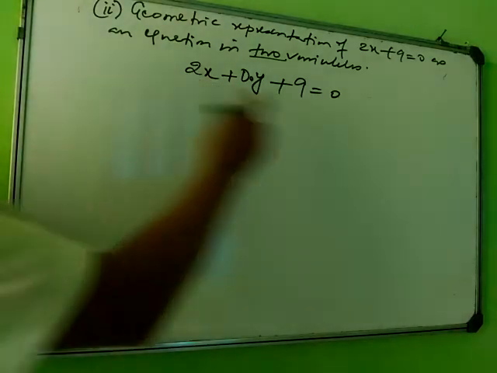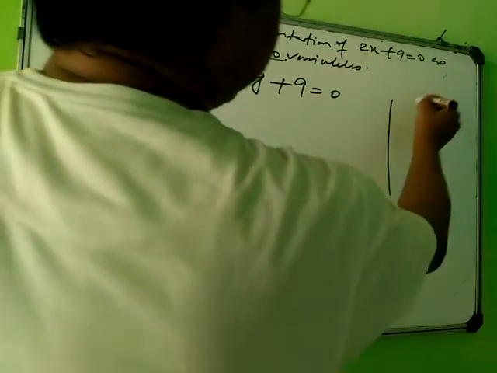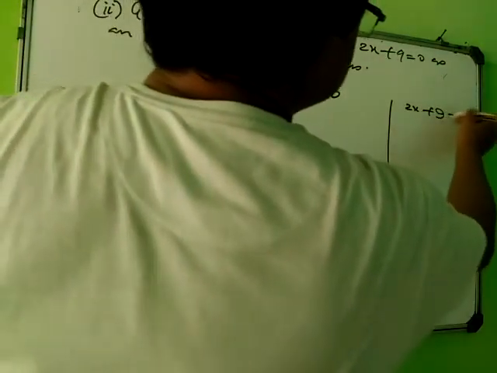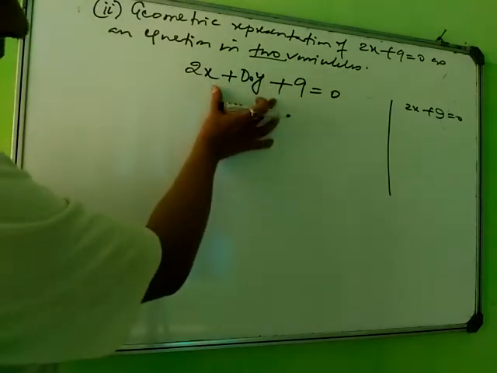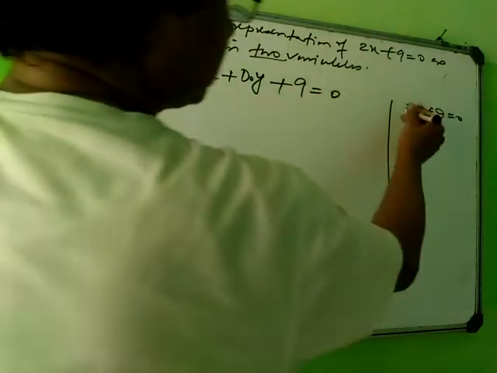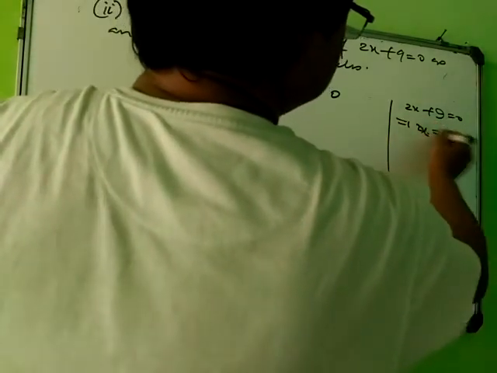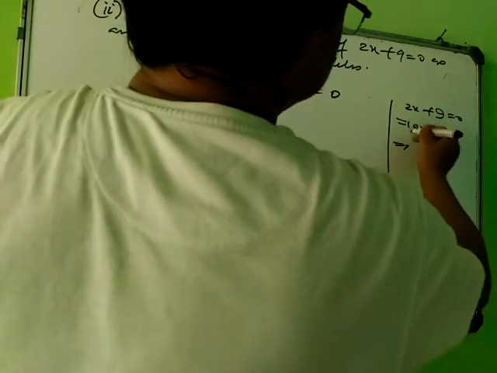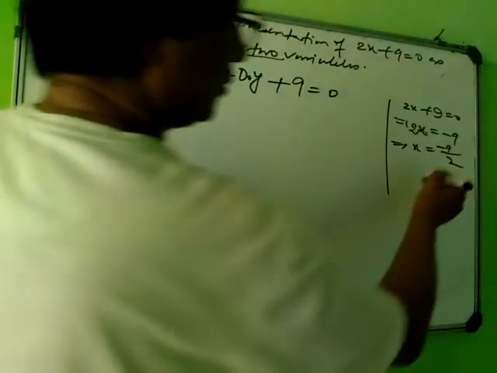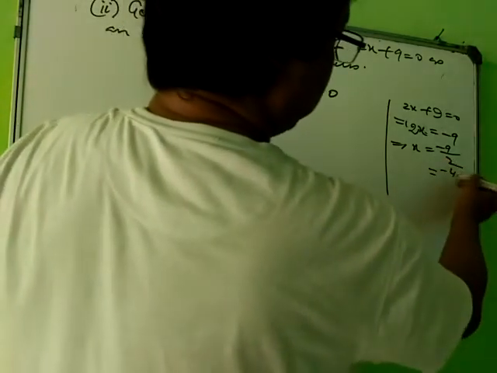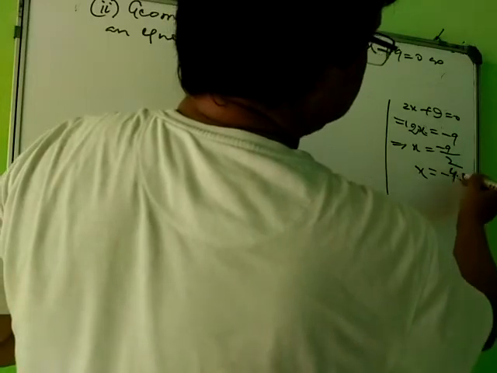Now graphically, if you do it, you just get the x. So this is in two variables. You are going to write it this way. But now you will solve it. So you solve it, twice x equals to minus 9. So x equals to minus 9 divided by 2. So you have got minus 4.5. So x you got minus 4.5.